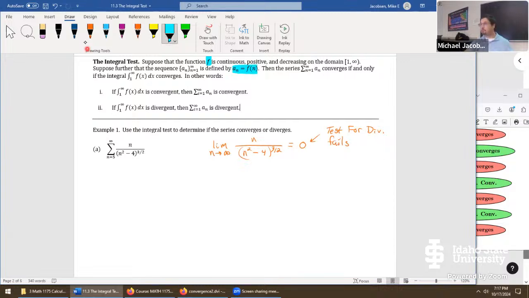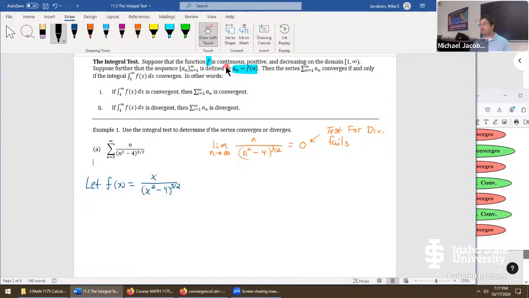the sequence. But in practice, all that means is we go over here, analyze the nth term of the sequence, and say, let f of x be equal to x divided by (x squared minus 4) to the power of 3/2. So now we have a function going. It matches all the terms right here. But there's other things we have to check.